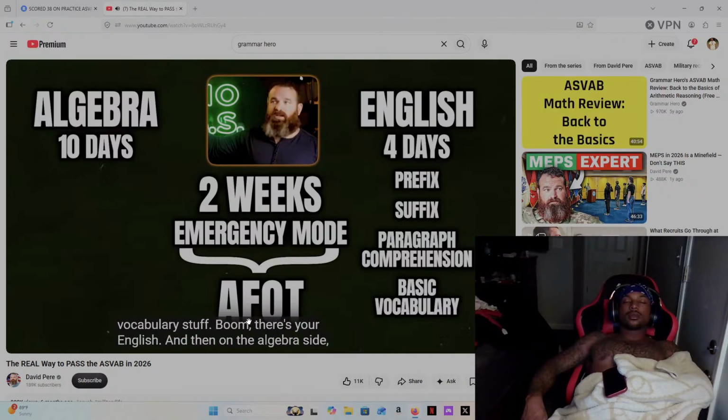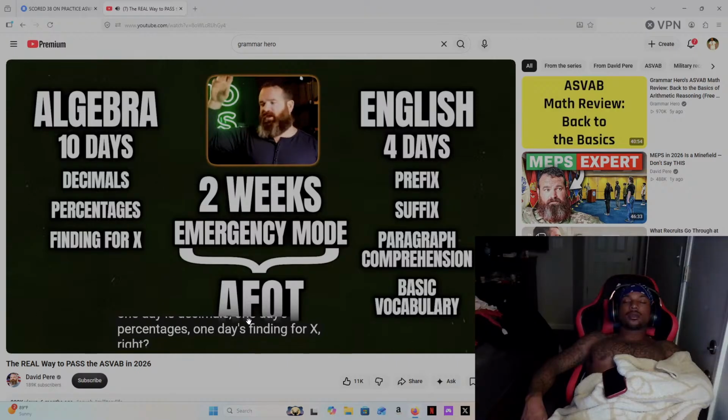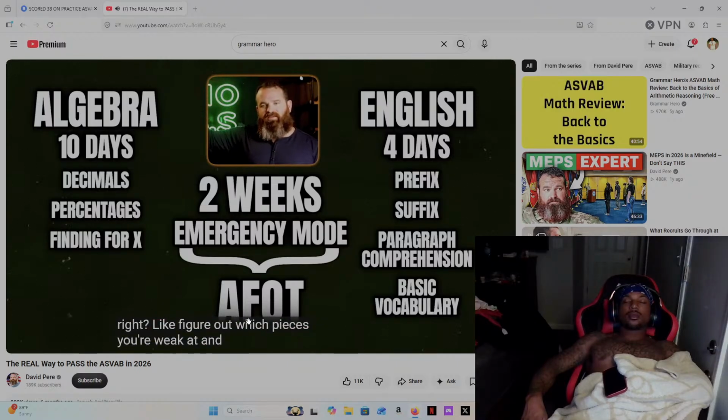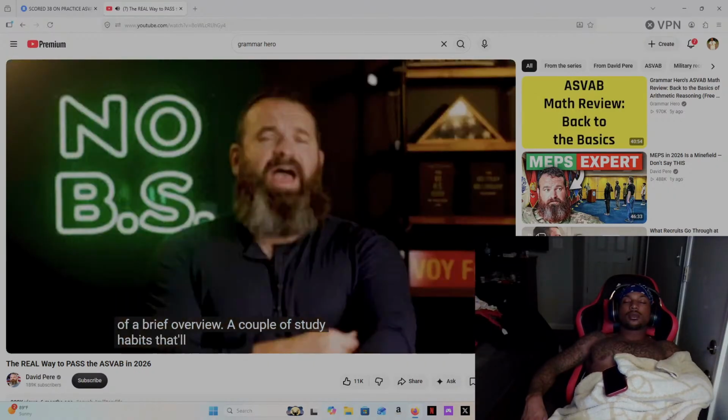And then on the algebra side, 1 day's decimals, 1 day's percentages, 1 day's finding for X, right? Like, figure out which pieces you're weak at and give them an extra day or 2, and then do a day on each subject, and then on the last day, kind of a brief overview. A couple of study habits that'll actually help you with this.